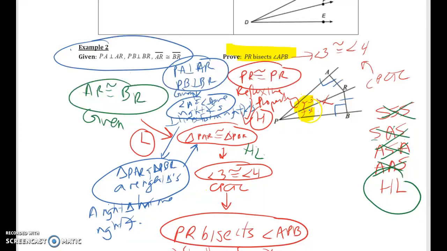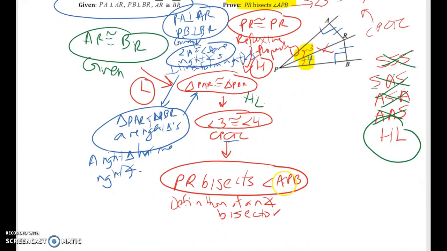I can now talk about angle 3 and angle 4 because they are parts of corresponding triangles which are congruent, given that we've proven the two triangles are congruent. And I can say that PR bisects the angle because PR divides the angle into two congruent parts. And that is it.